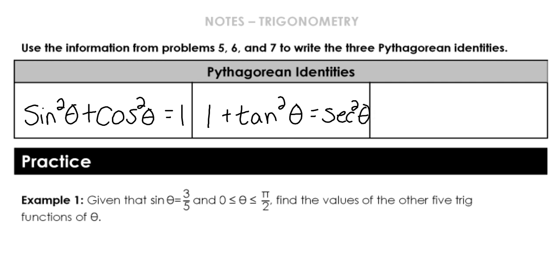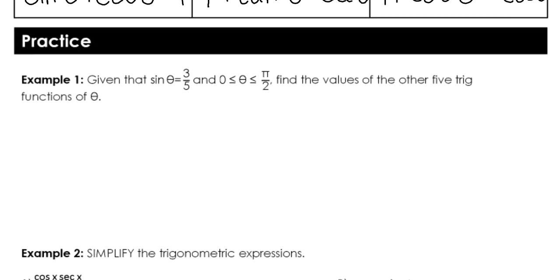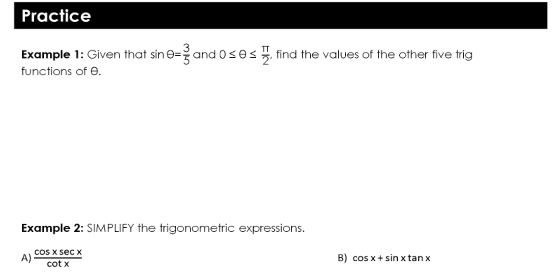And then the last one we just derived by dividing by sine was 1 plus the cotangent squared of theta equals the cosecant squared of theta. So those are 3 more identities, as well as the ones we already talked about, that can help us to simplify problems. So let's look at a few examples of that. This first one says, given that sine theta is 3/5 and that we're between 0 and pi over 2 in the unit circle, find the values of the other 5 trig functions.